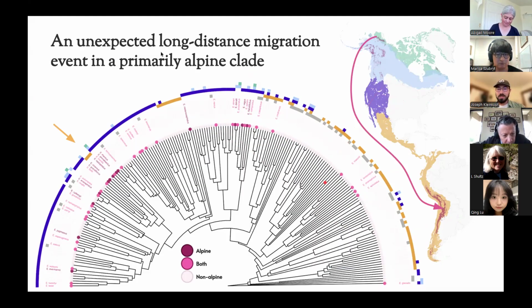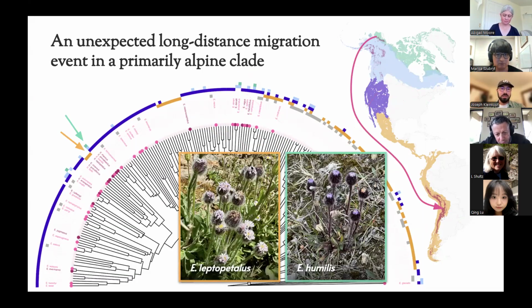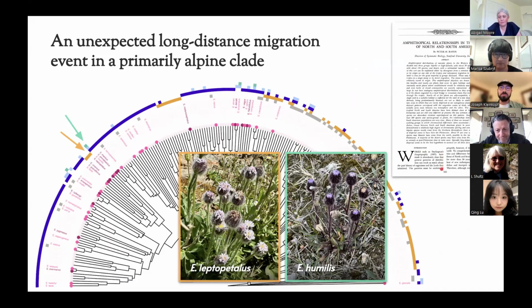This seems odd, but after talking with some folks, they suggested I look at the actual species, and they look pretty much identical, maybe not identical, but very similar. This pattern is also reflected in this really great paper from 1963, the amphitropical relationships in the floras of North and South America. There's been a recent update, but this one is really great because it describes all these taxa that have this kind of disjunction.